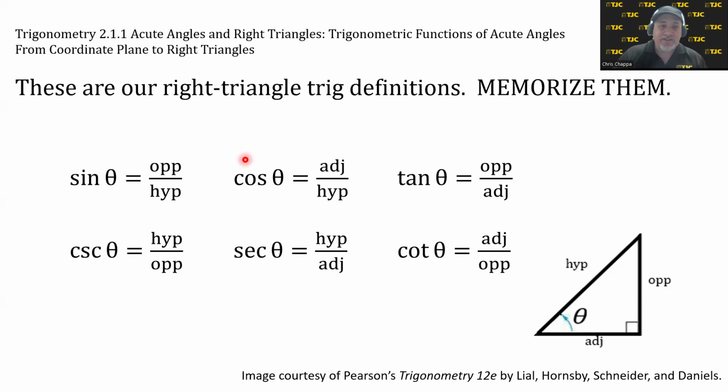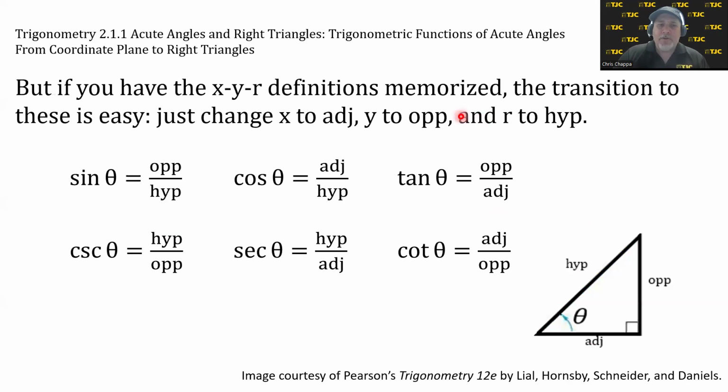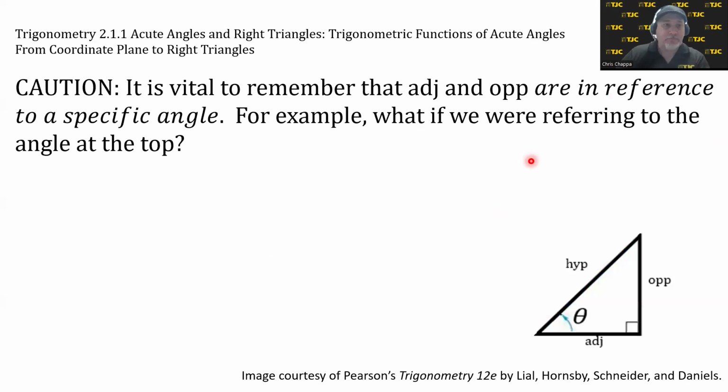Memorize them. It's easier to memorize the top 3 and then capitalize on reciprocal relationships. But if you have the x, y, r definitions memorized, the transition to these is easy. Just change x to adjacent, y to opposite, and r to hypotenuse.